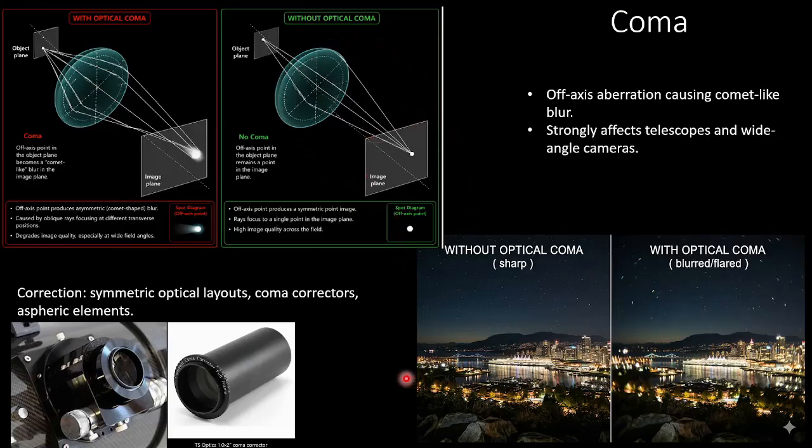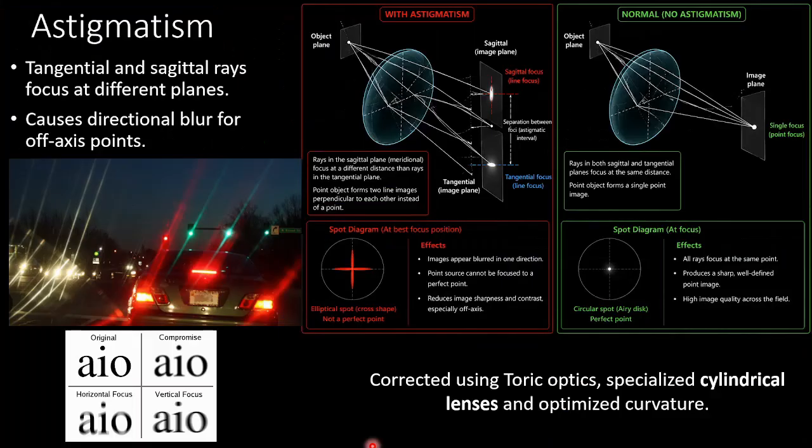Now let us understand astigmatism. In astigmatism, light rays in two perpendicular planes focus at different positions. These are called sagittal rays and tangential rays. Instead of one focus point, the system produces two different focal lines. As a result, the image appears blurred in one direction. This effect becomes stronger for off-axis objects.